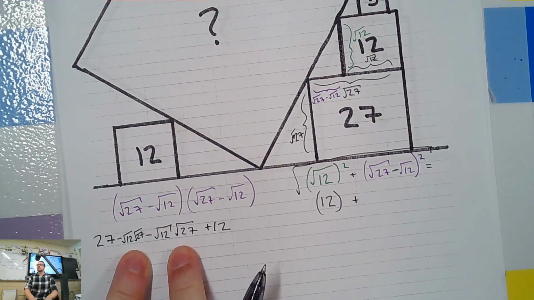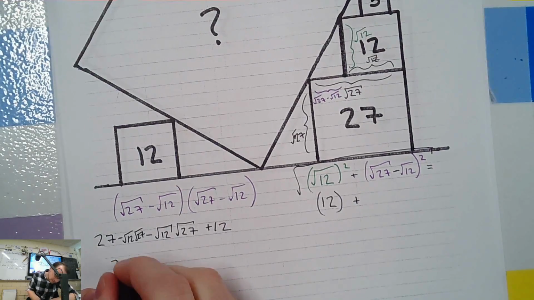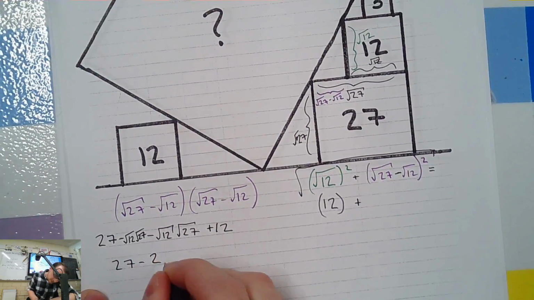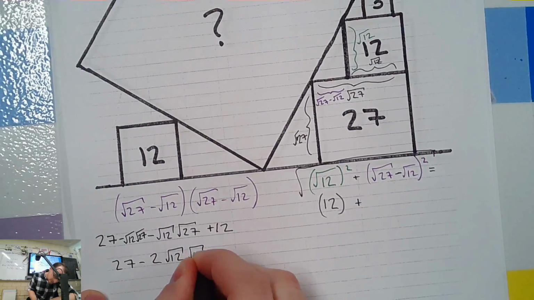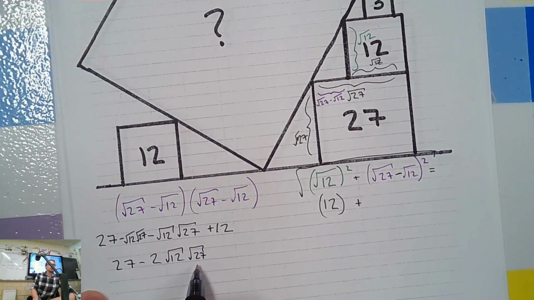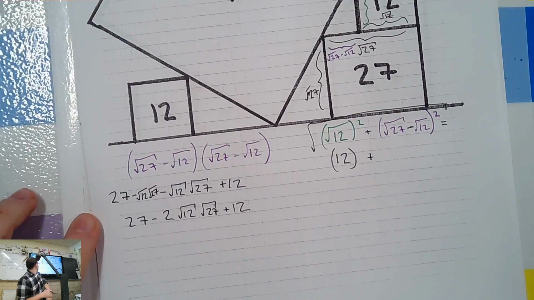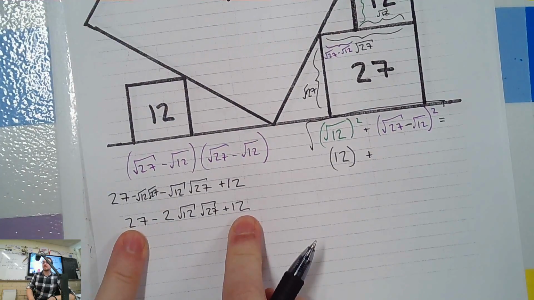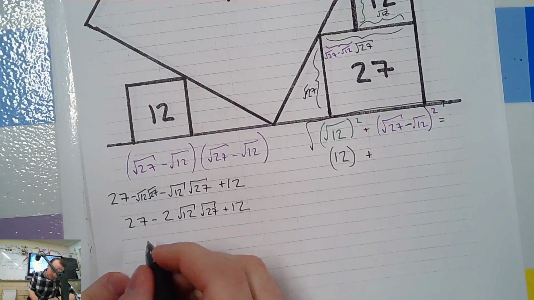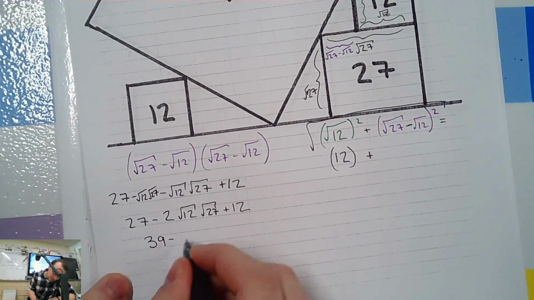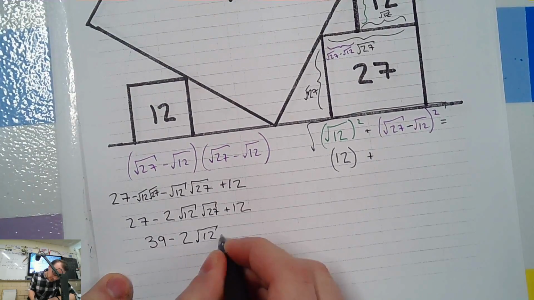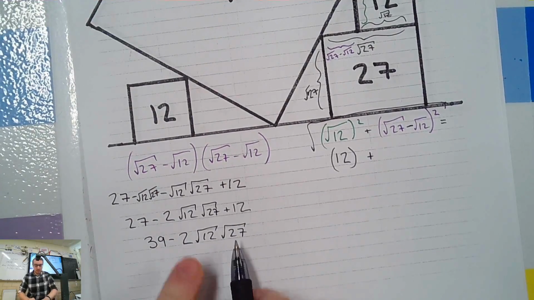We have two of these, right? So can't we write that simply as 2 root 12 times root 27 plus 12? And then 12 plus 27, what's that going to get us? So we have 39 minus 2 root 12 root 27. Now some of you guys are like, man, can we combine those somehow?